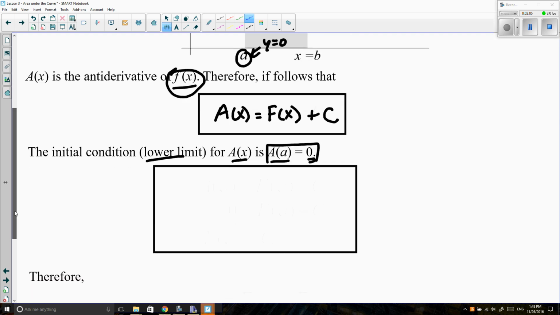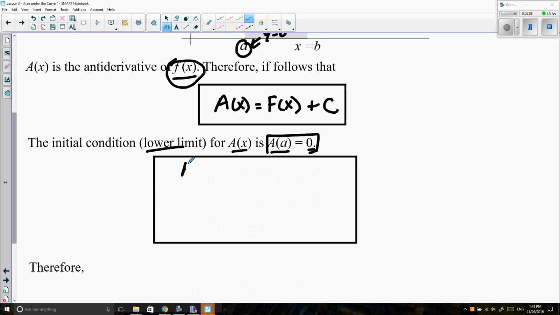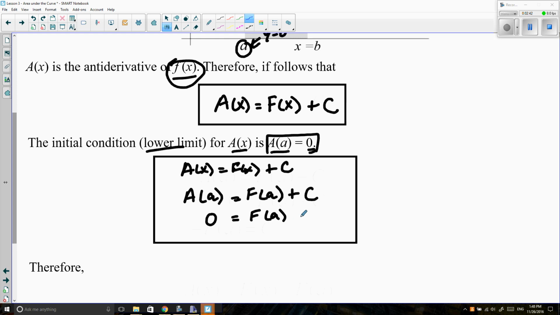So using that initial condition, I'm now going to derive a much cleaner formula. My area function is equal to the antiderivative plus my c value. I want to find c or define it as something. So I'm starting from little a: 0 is equal to F of a, replacing all my x values with little a, plus c. I know that my initial condition, which is my y value for a, is equal to 0, so I'm just going to make everything equal to 0. So this is F of a right here, plus c. Therefore, c is equal to negative F of a.